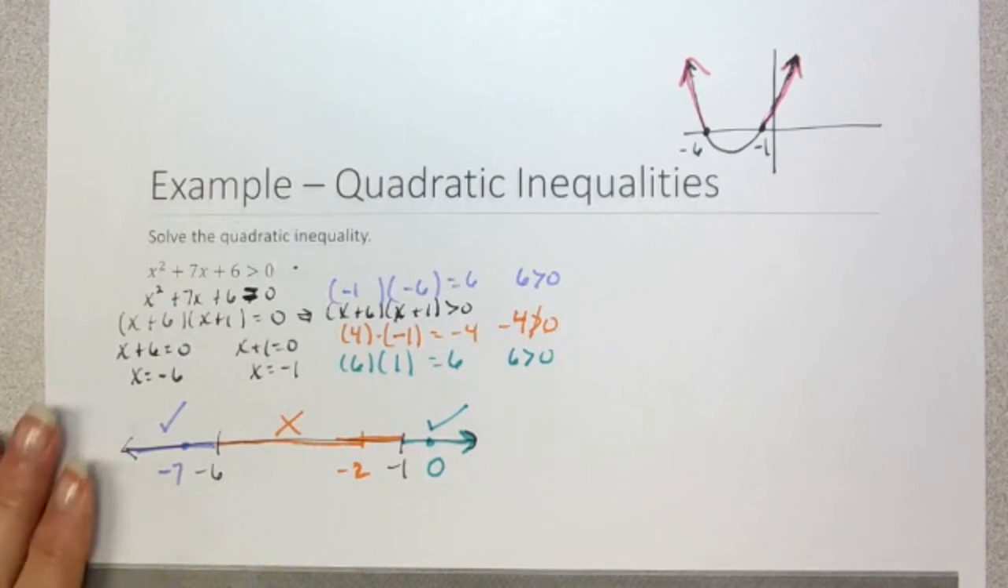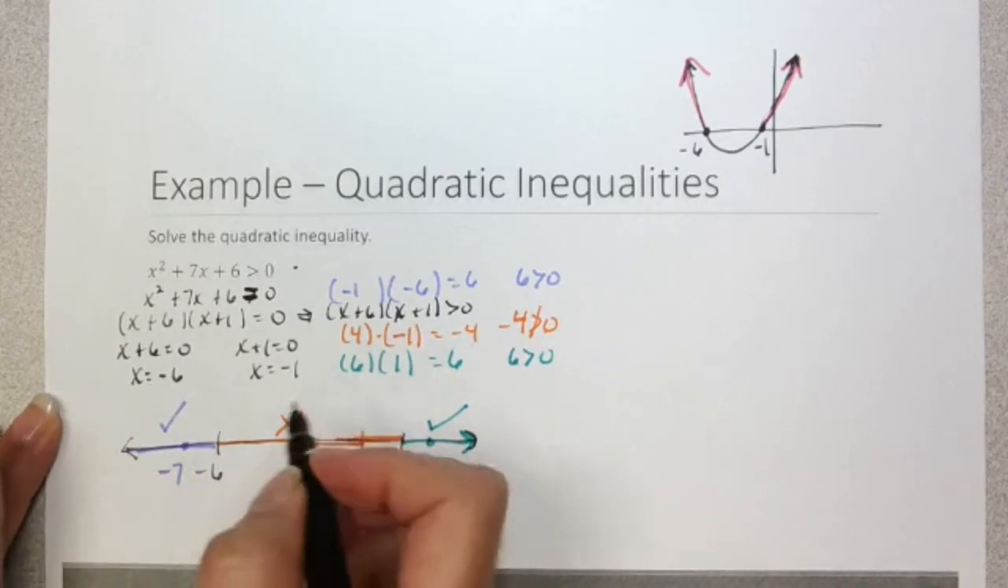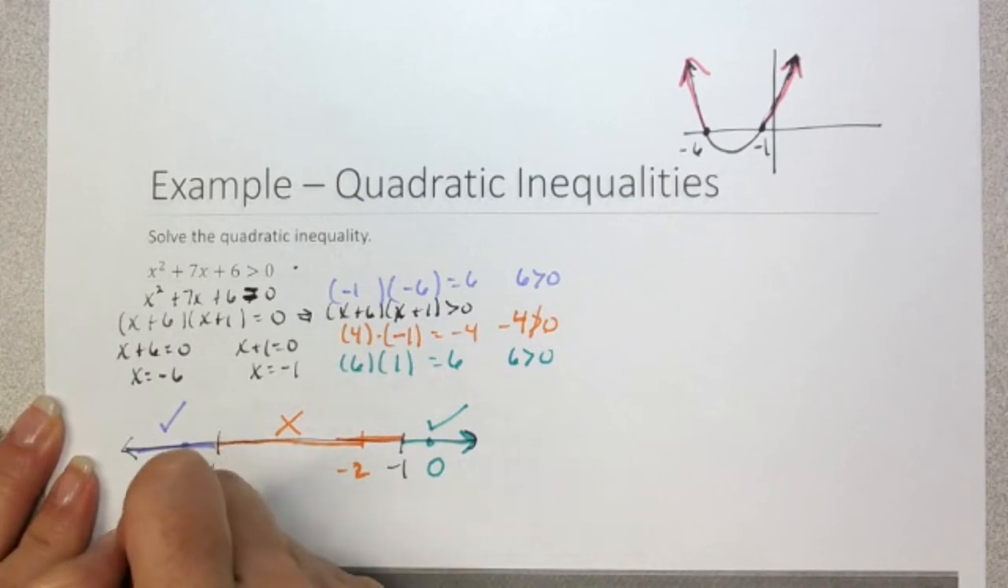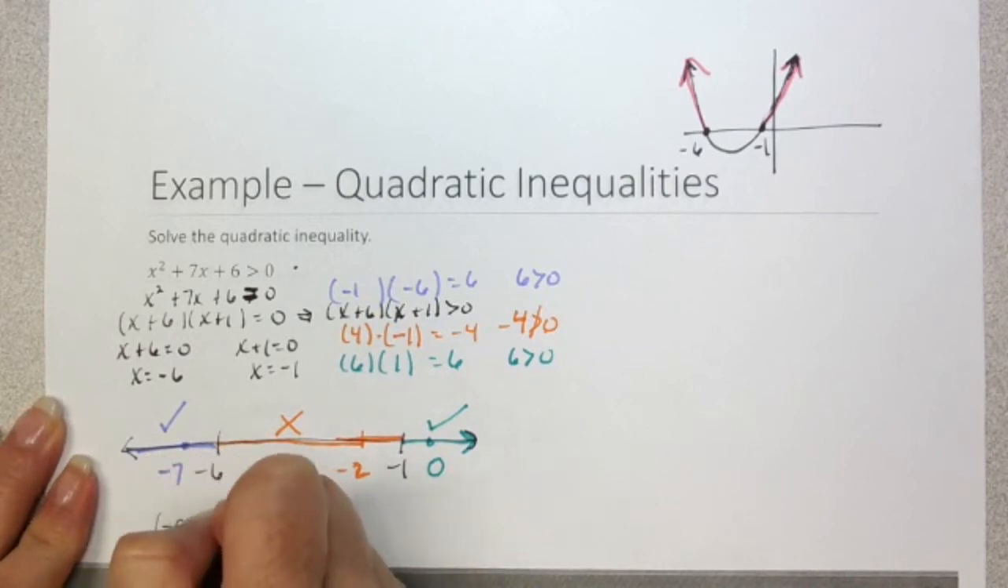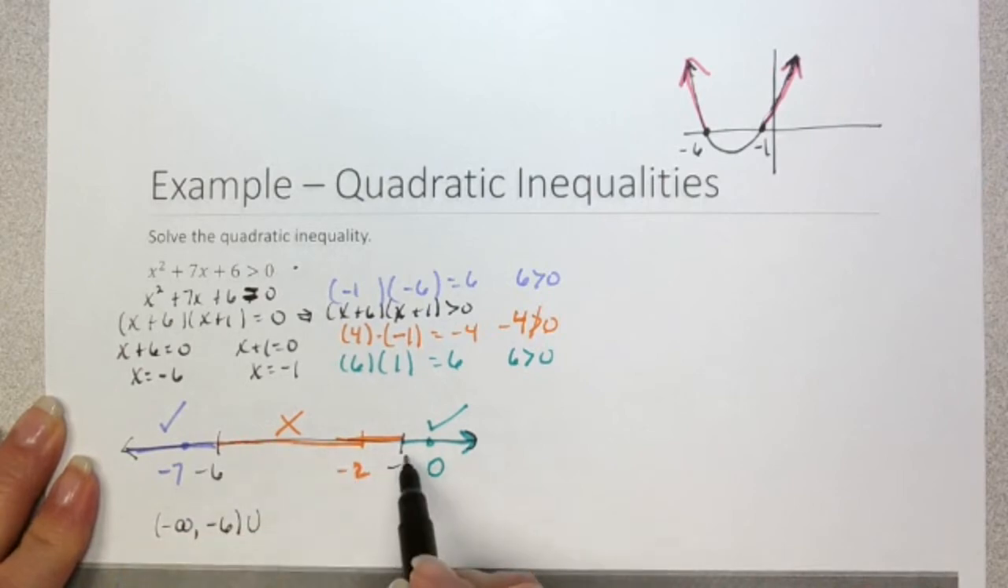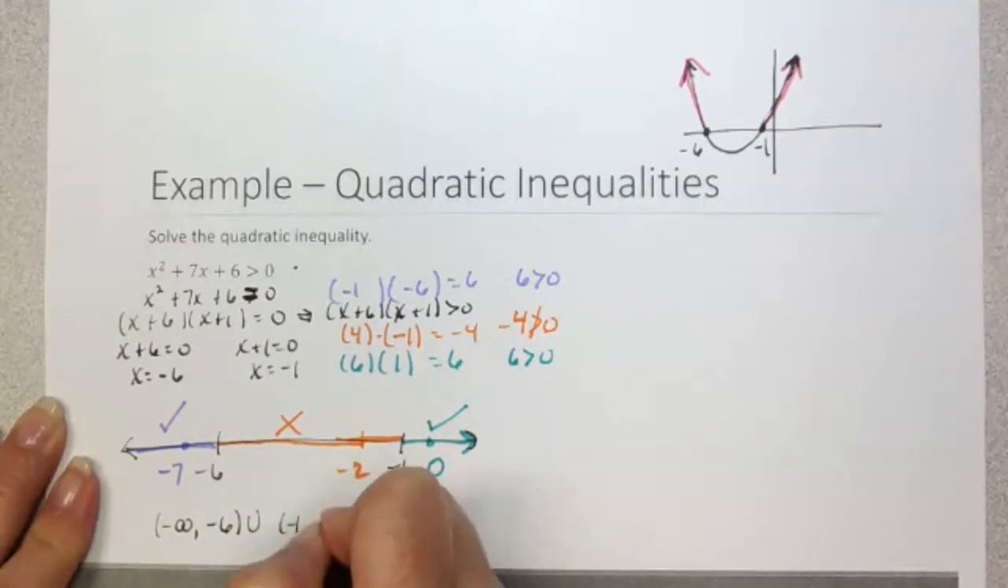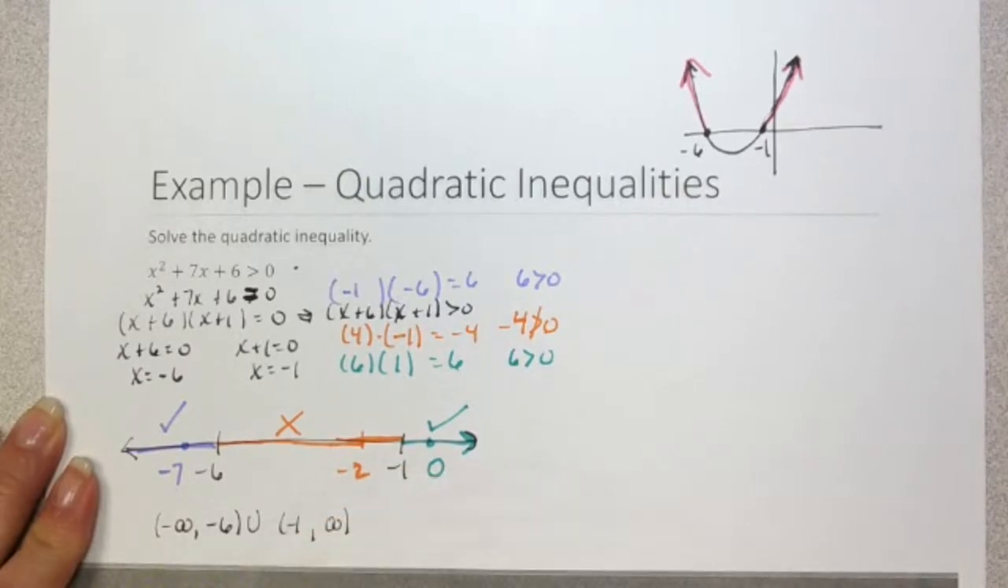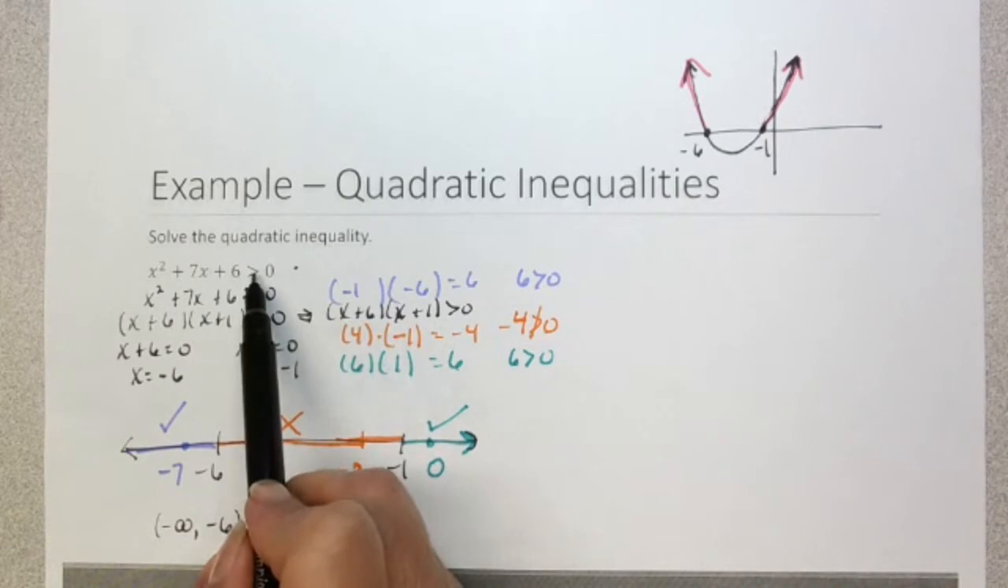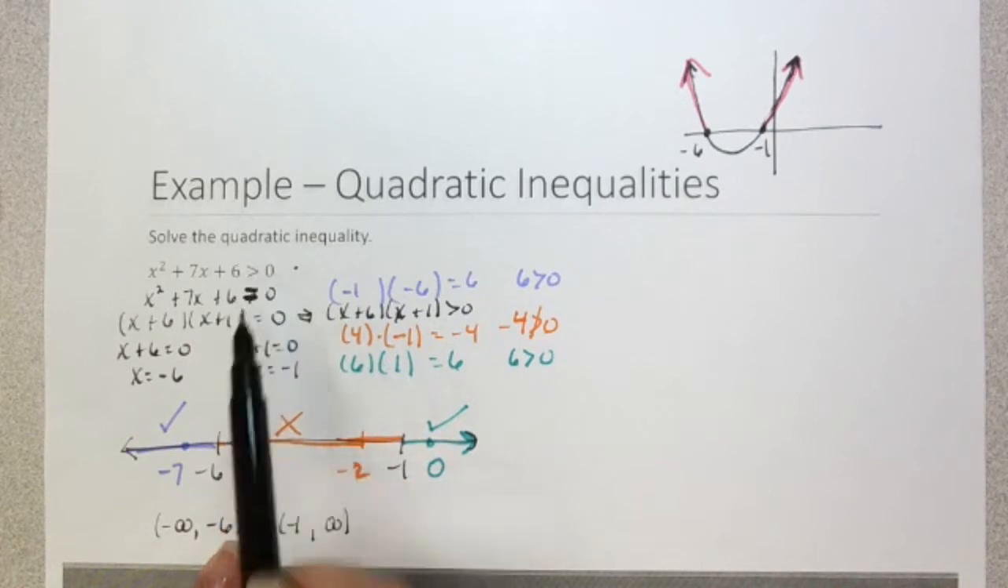All right, so if we were to write this in interval notation, we of course want all the values less than negative 6. So we would say negative infinity up to negative 6 in union with all the values greater than negative 1, negative 1 to infinity. All right, and I'm using the parenthesis here instead of a square bracket because it's not greater than or equal to, it's just greater than.